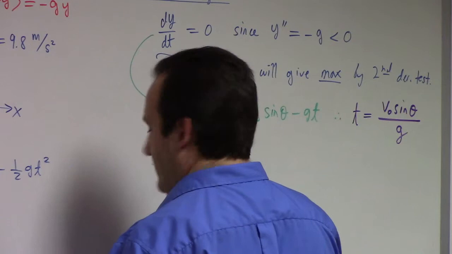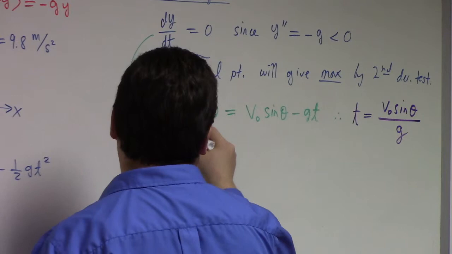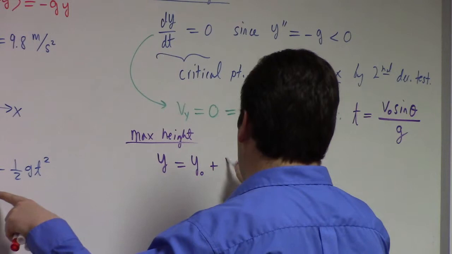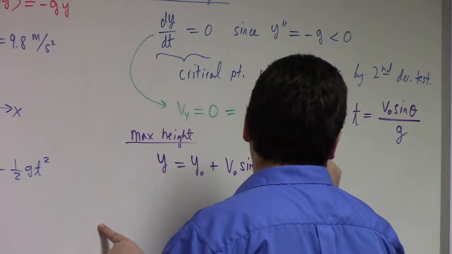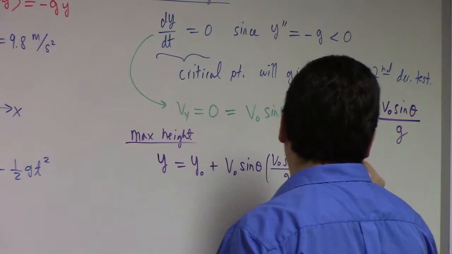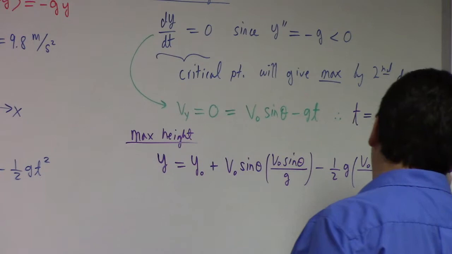So for max height, let's plug it into the y and see what happens. y equals y naught plus v naught sine theta times t, right? Well, t is v naught sine theta over g, though, right? And then I have to subtract one half g times v naught sine theta over g, all squared. So what do I get? I get y is equal to y naught.